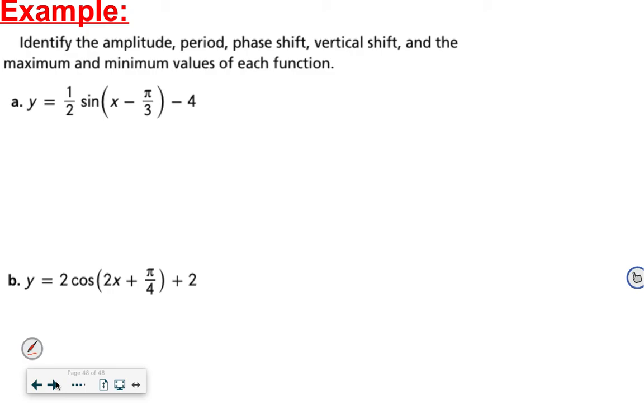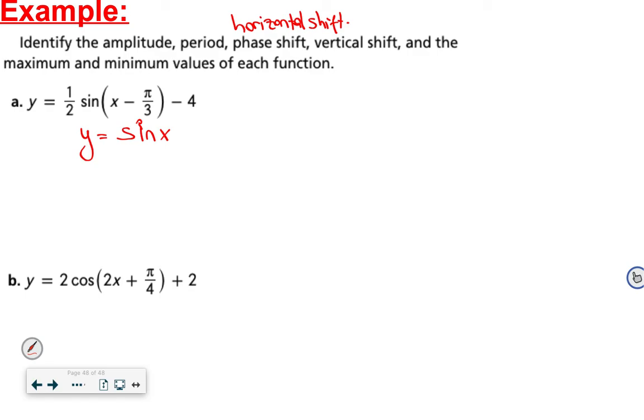Alright, this is the next question. Identify the amplitude, period, phase shift or horizontal shift, same thing, vertical shift, and the maximum and minimum values of this function. Let's find that. Remember that to be able to find it, you need to get your original function. The original function of this is y equal to sine x.